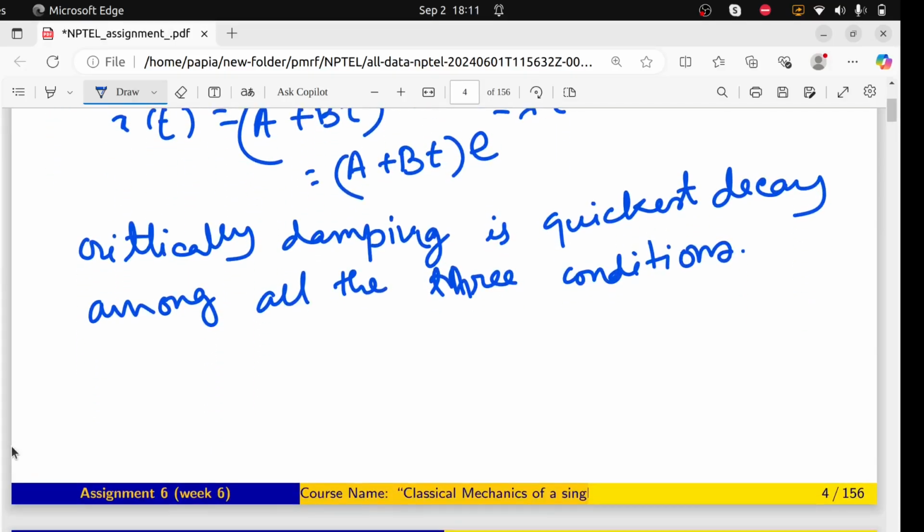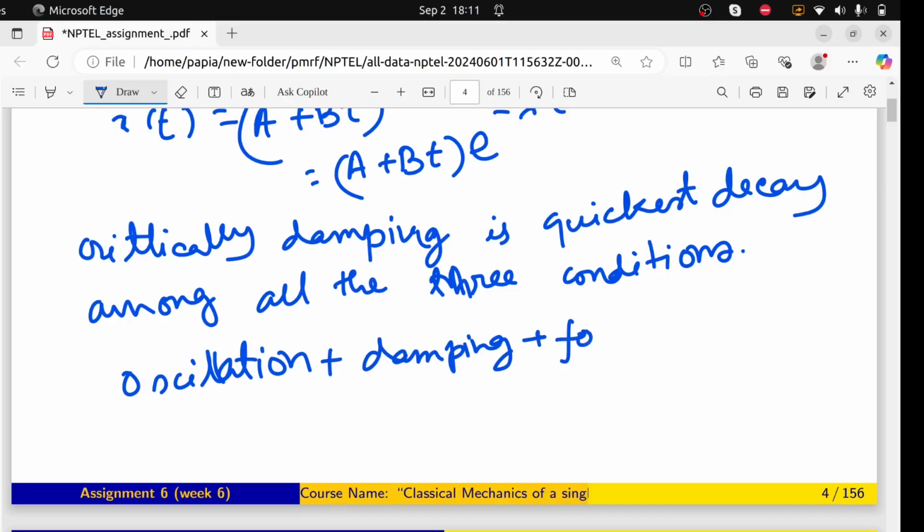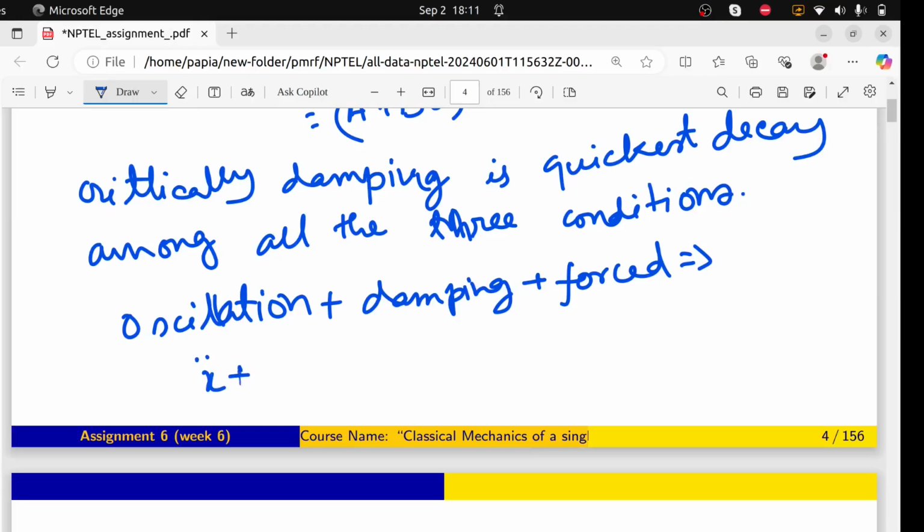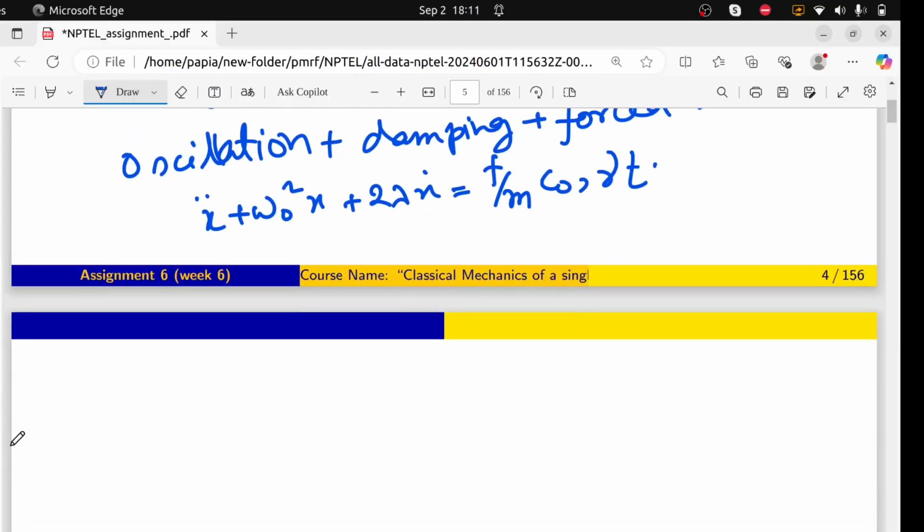Another one is oscillation plus damping plus forcing. For this case the expression is x double dot plus 2 lambda x dot plus omega 0 square x equals f by m cos gamma t. The derivation will be exactly similar: at the very first we take z, then the real part of z, and all these things.